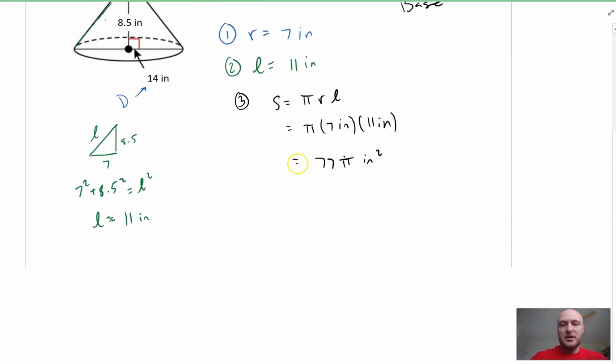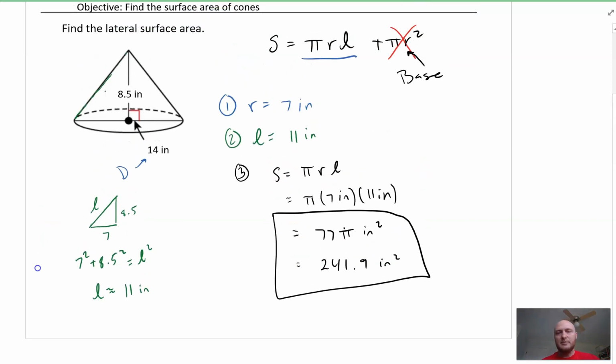And again, there's our exact answer. And now we want our approximate answer. So 241.9 square inches. And there's your answer.